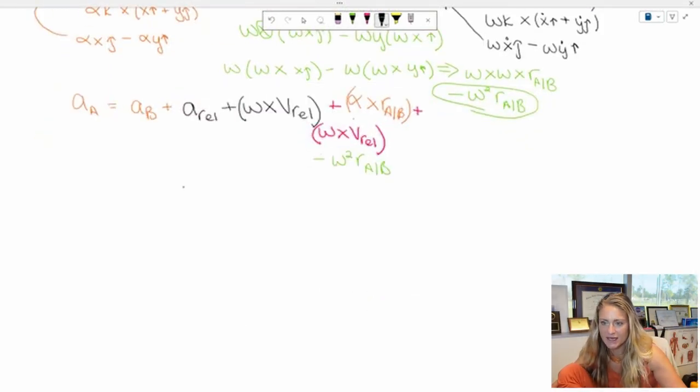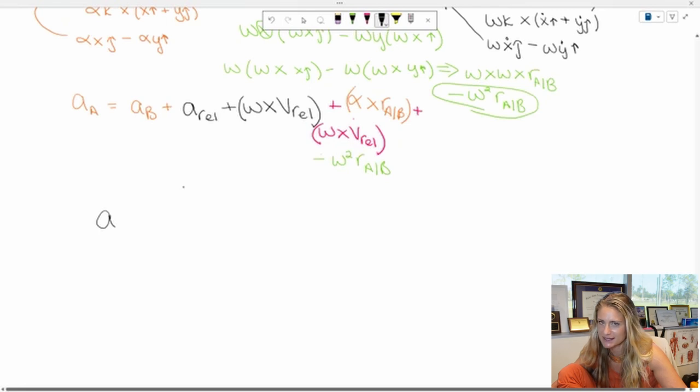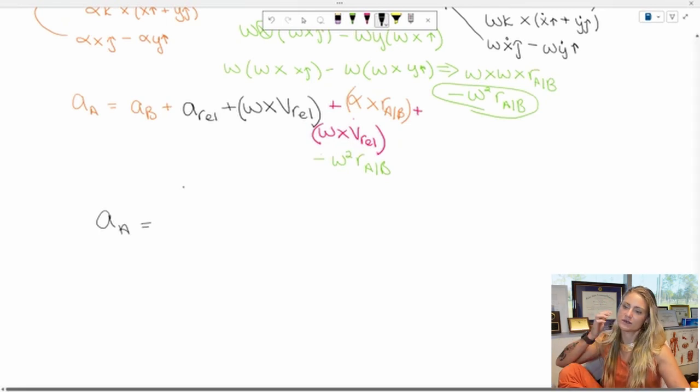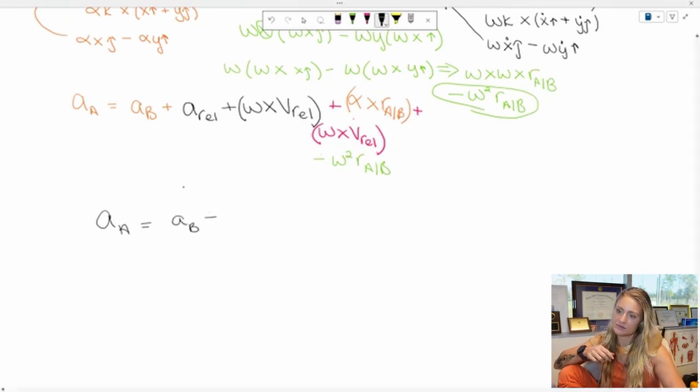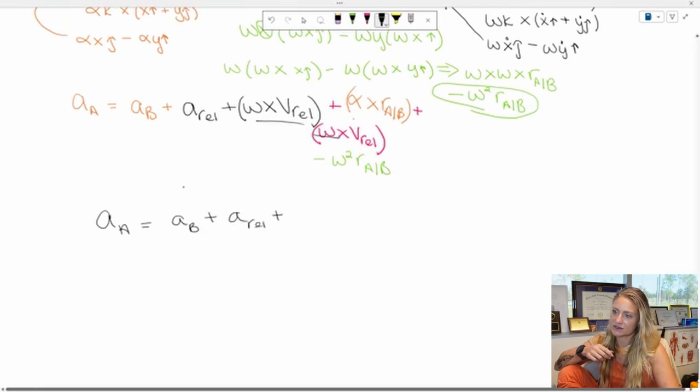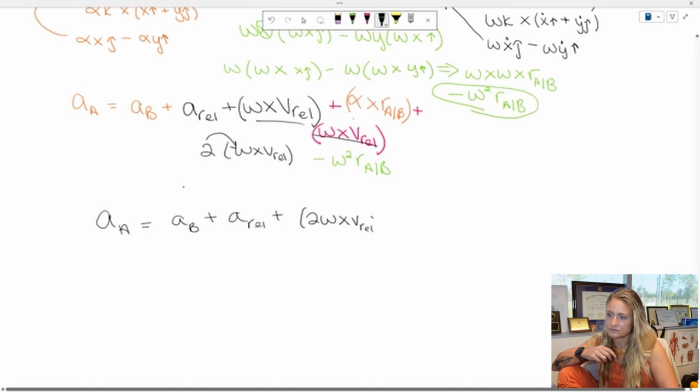Let's clean it up. We have the absolute acceleration of point A equals AB plus A rel plus, I have this term and this term, that would be 2 omega cross v rel. Again, product rule, I can put that with anyone I want because it's a scalar. So I'm going to say 2 omega cross v rel plus alpha cross RA with respect to B minus omega squared RA with respect to B.